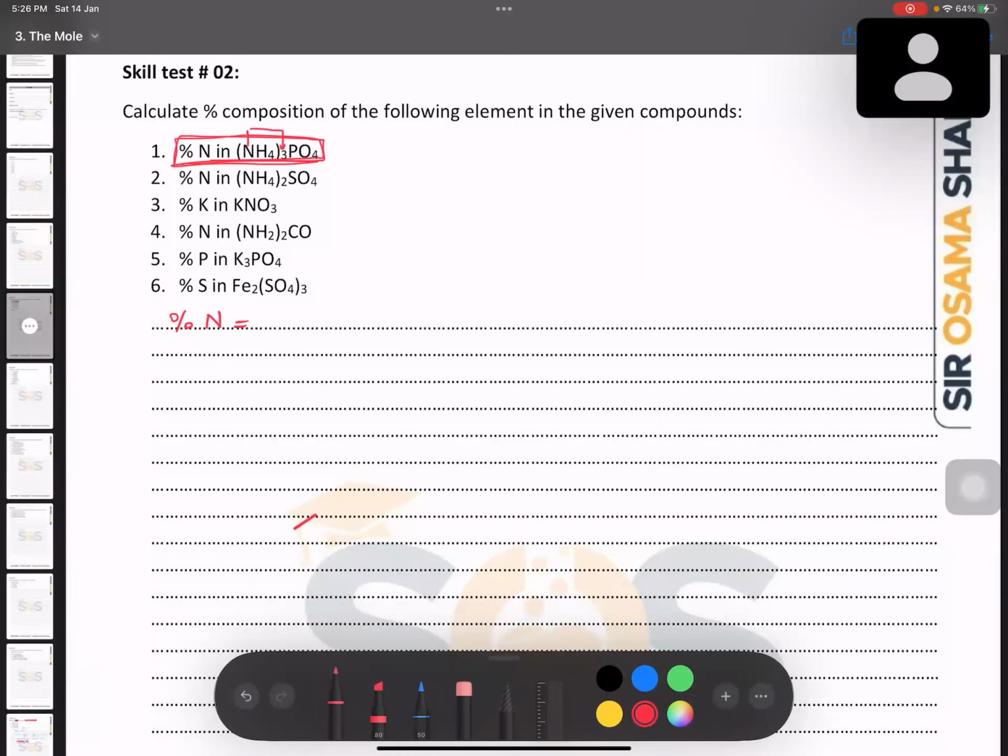So a single nitrogen is 14, so the 3 nitrogens are into 3, right? And the total MR of ammonium phosphate is 14 plus 4, 1 into 4 actually for hydrogen, and into 3. 225. It is 31 for phosphorus and 64 for oxygen, because 16 into 4. Look here, 14 into 3, how much will it be? It will be 42, right?